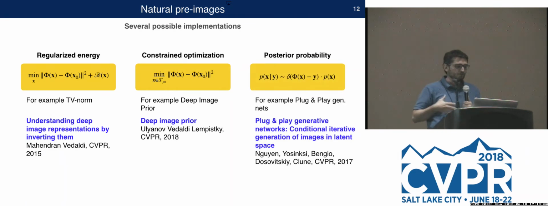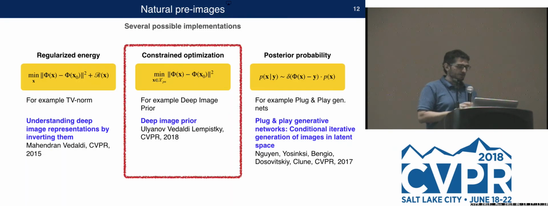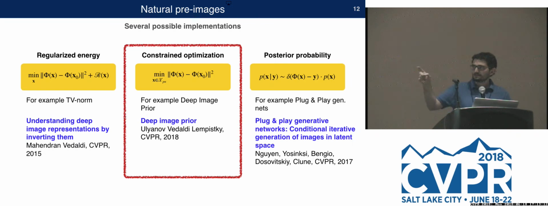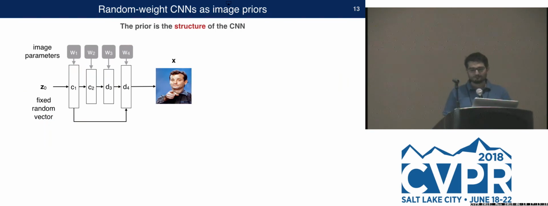Or maybe we can model the distribution of natural images as a probability distribution, and then do some sort of conditional posterior probability sampling from that. And that's also possible and interesting. But I'm going to focus in particular on the central box there, so constrained optimization. And I want to discuss an interesting method of sampling the space of natural images that we discovered recently, which is actually rather bizarre.